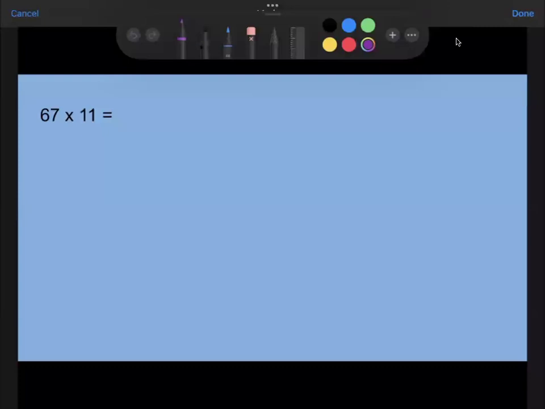The first one is the standard algorithm. So that means we put 67 on top and 11 on the bottom. Now you can switch those numbers if you want because they both have two digits. However, most people like to stick to putting the bigger number on top just so they don't have to think about, oh, can I or can't I? They just try to keep it the same.